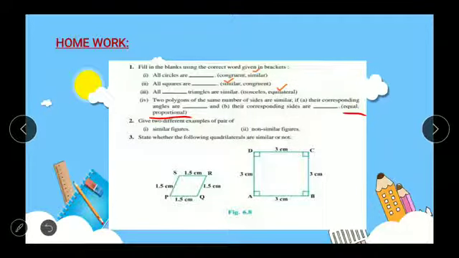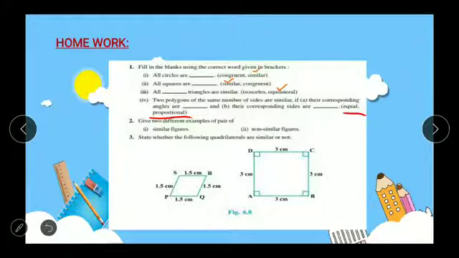Second question, give two different examples of a pair of similar figures and a pair of non-similar figures. Students, I can give you one example, but two other examples you have to write. In similar figures you can take the example of coins, a 1 rupee coin and a 10 rupee coin. They are the same shape but different size. And in non-similar figures you can take the example of one bread piece and one pizza piece. They are in different shapes. So they are non-similar figures.